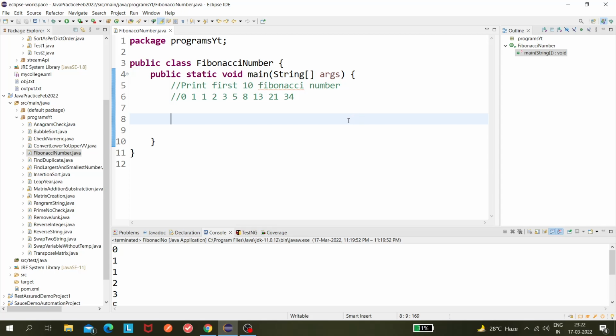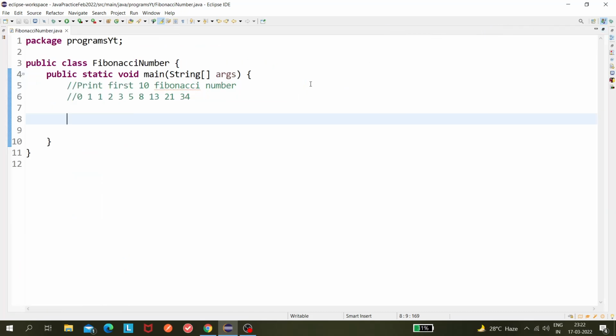Hi all. So today we'll be seeing a new program. It's about printing Fibonacci numbers. So let's say we have to print the first 10 Fibonacci numbers. Okay, and so what is the way to do that? Today we'll be seeing the straightforward way.